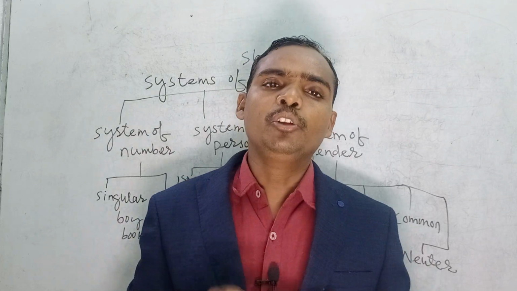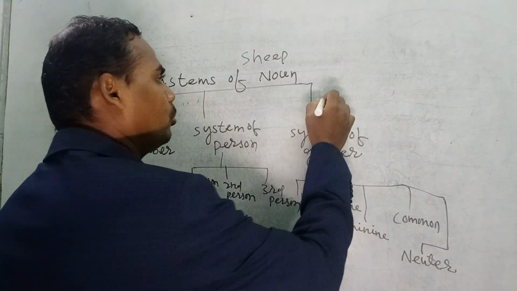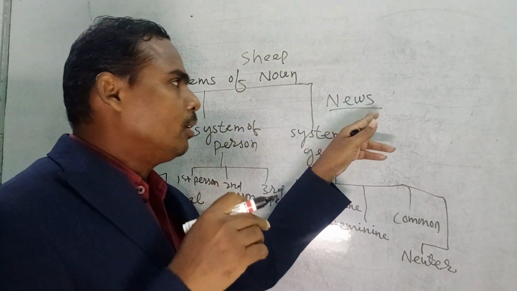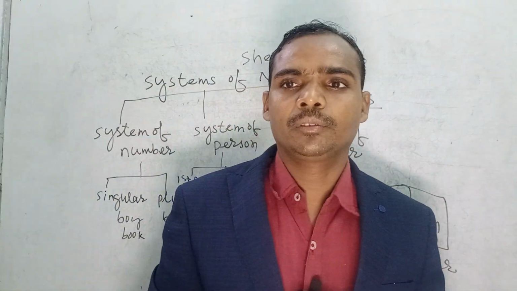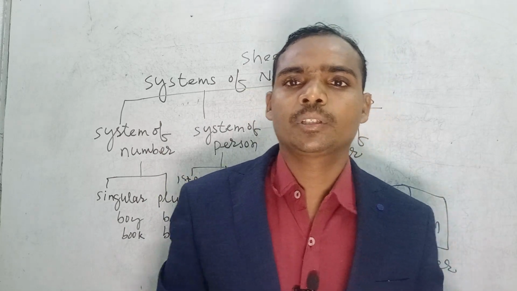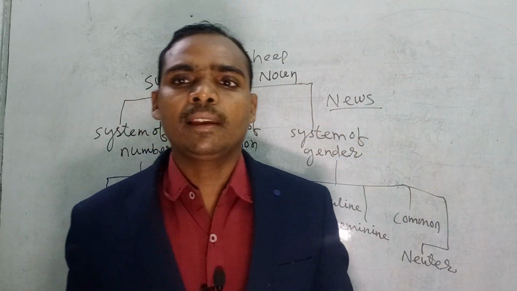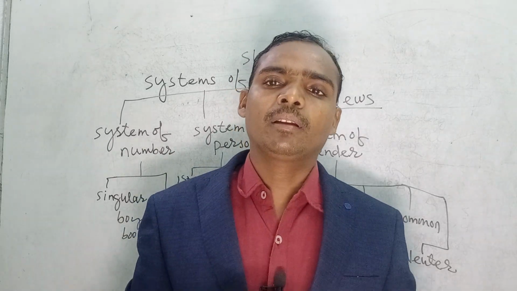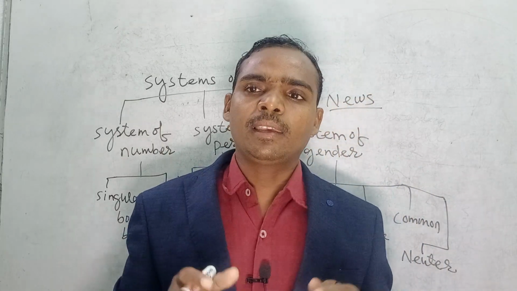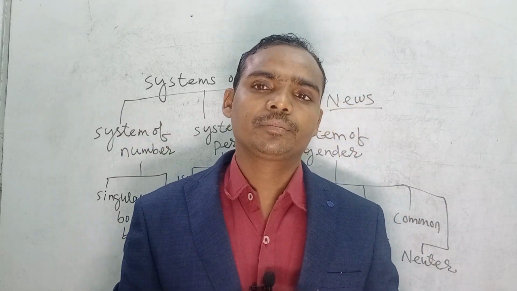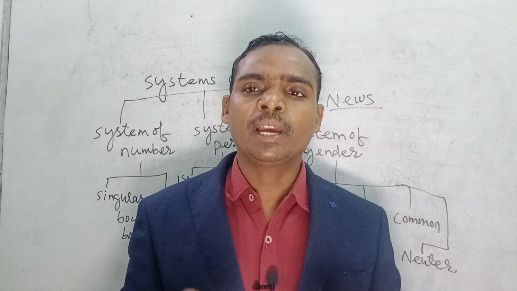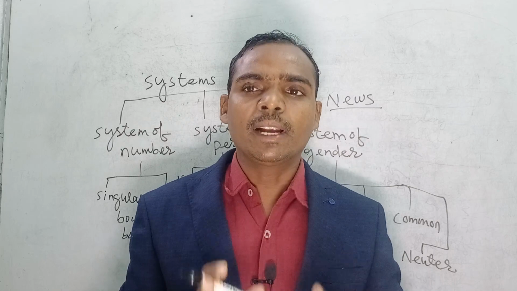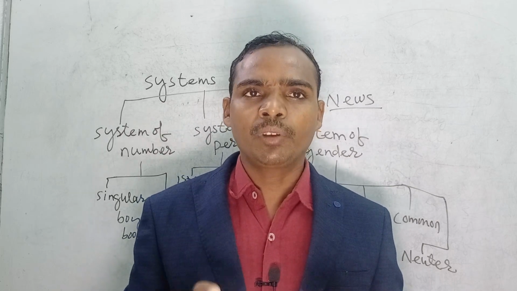Another example is news. News ends in s. News, on the other hand, does end in s, and yet it is singular in grammar. We can say a couple of kids, but not a couple of childs. You can't say a couple of childs. You can say a couple of kids.